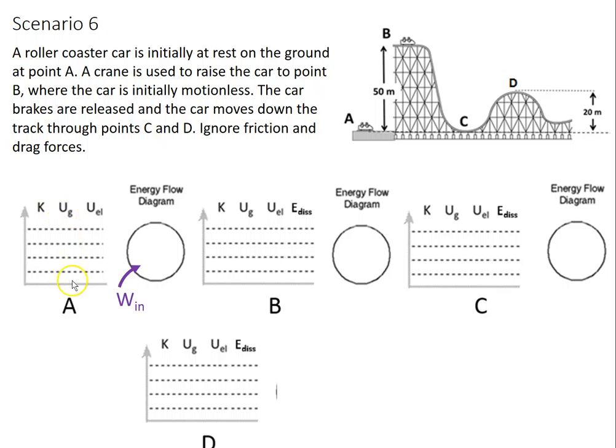There's no kinetic, no gravitational potential, and there's nothing spring-like in this scenario. So now we see that as we go from A to B, work is done. Hey, slow down. And again, I'm just arbitrarily picking 4 blocks of work done on the car. It's raised up to B. So now our energy bar charts better have 4 blocks of energy, and at B it's all gravitational.